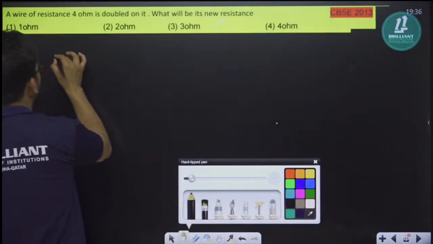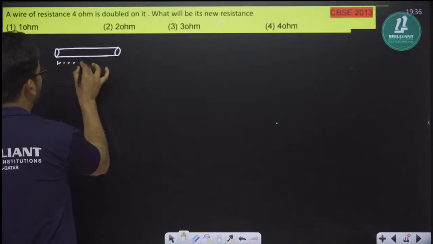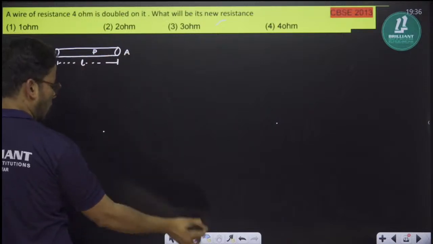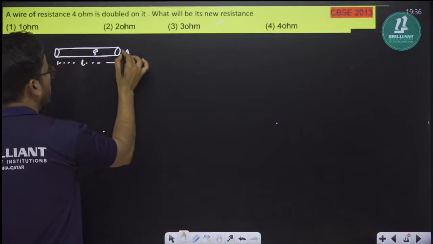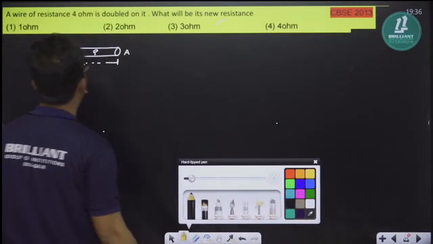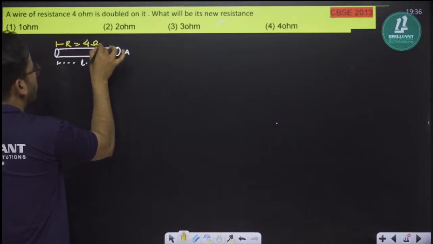So this is the wire. Let's suppose this is the one. Let us take the length be L, let us take area be A and resistivity as rho as usual. So these are the taken values: length, area, and resistivity. Next, in the question, the resistance value is given as how many ohm? You will tell, sir, 4 ohm.